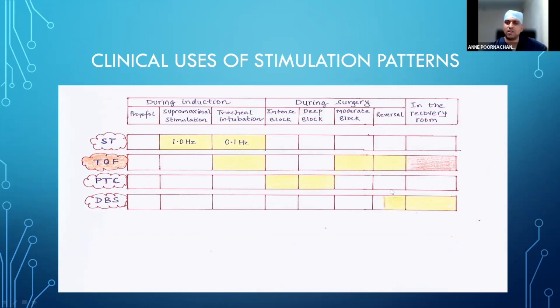Double burst stimulation was developed with an aim to improve detection of fade, but it was possible only till a TOF ratio of 0.6, which is still insufficient to rule out clinically significant neuromuscular blockade.